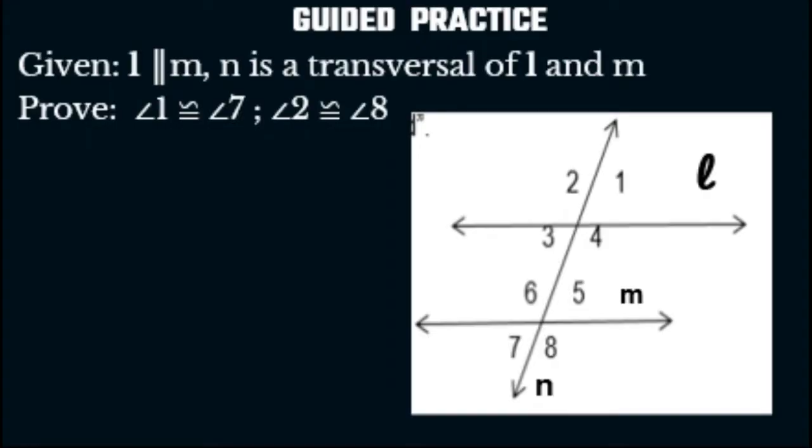Let's practice another example. Given L is parallel to M and N is a transversal of L and M. Prove that angle 1 is congruent to angle 7, angle 2 is congruent to angle 8. Again, let's make a plan here for us to easily prove this statement.